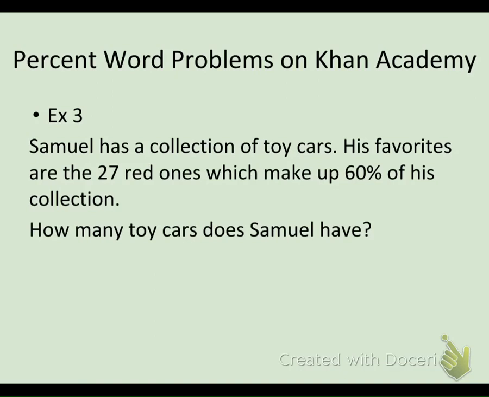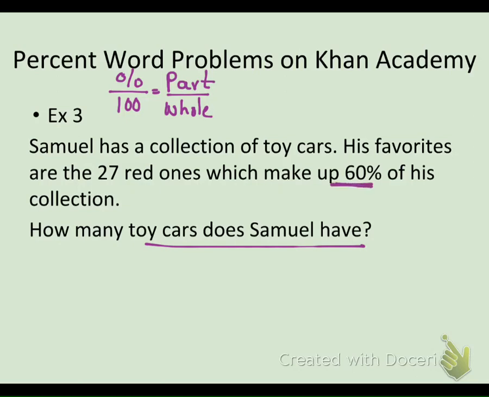Samuel has a collection of toy cars. His favorites are the 27 red ones, which makes up 60% of his collection. How many toy cars does Samuel have? So we have percent, then I have part over whole or total. What information am I trying to find? How many toy cars does Samuel have? What other information do I have? I heard it, 60%, so I know the percent, right? And then what else do I know?